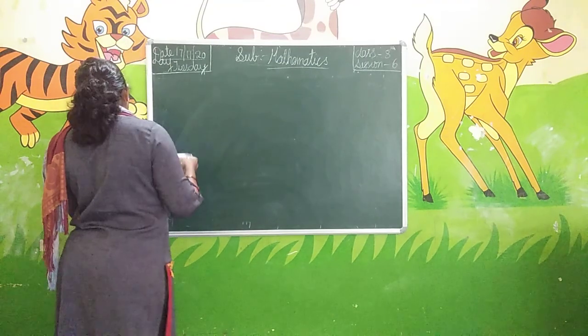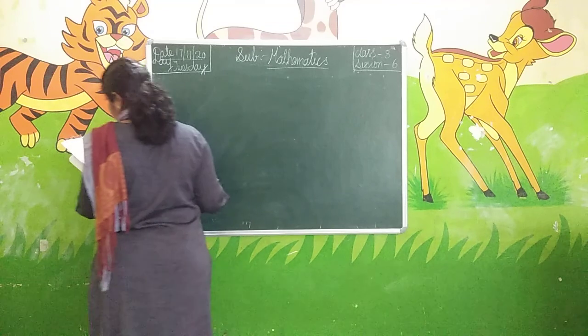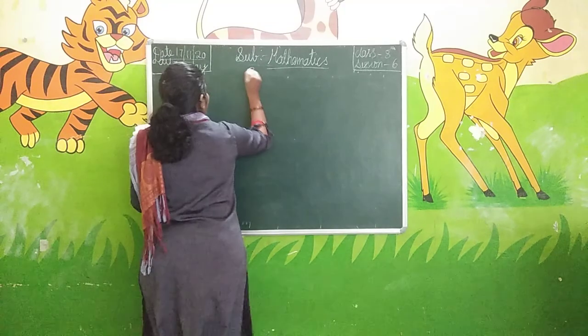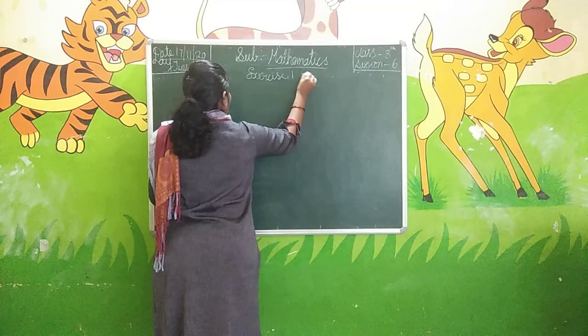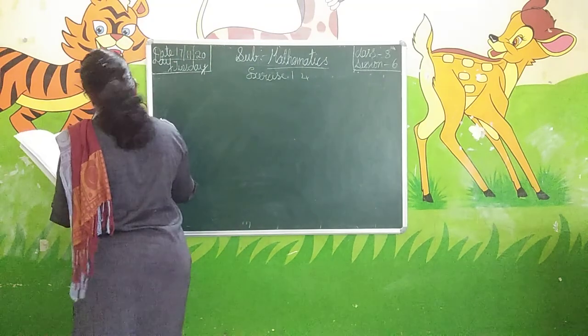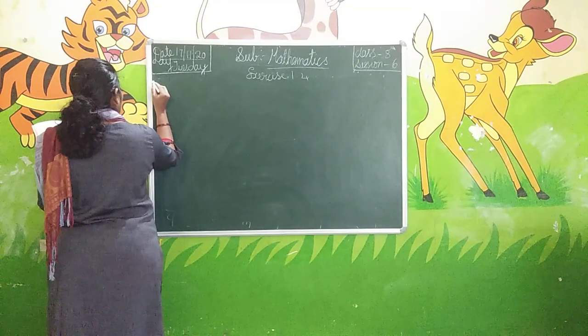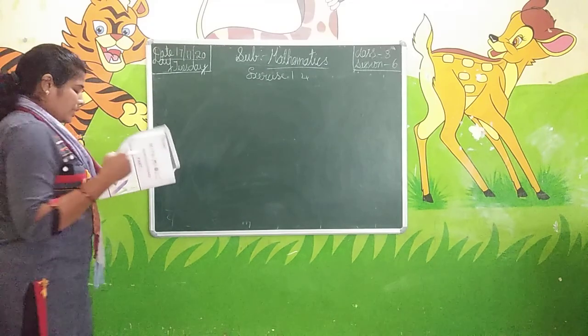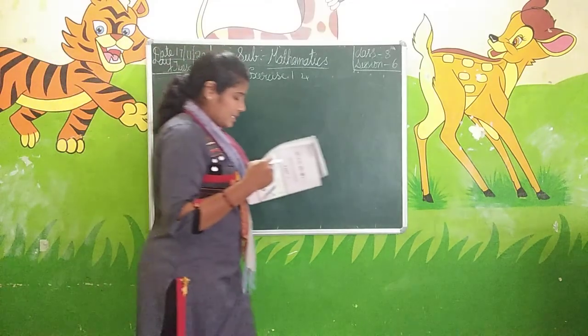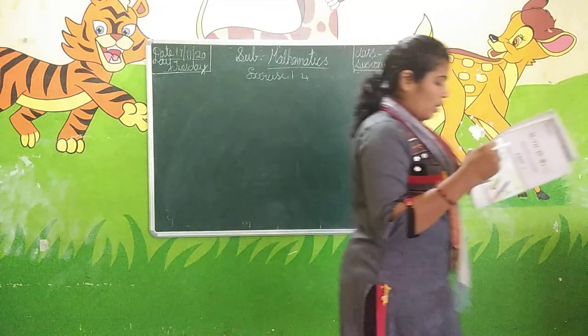Exercise 1.4. I won't write any heading here, directly I will go to the question. Without doing the actual division, you have to find whether the given numbers are divisible by 3, 4, 5 or 11.